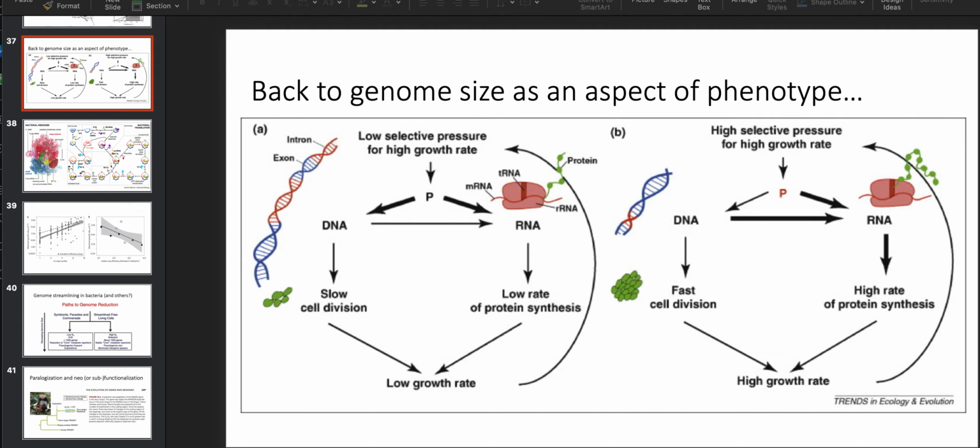Right, so back to genome size as an aspect of phenotype. One way to change genome size is just to duplicate genes or get rid of copies of genes. And in general, a way that a variety of different organisms do that is with ribosomes.